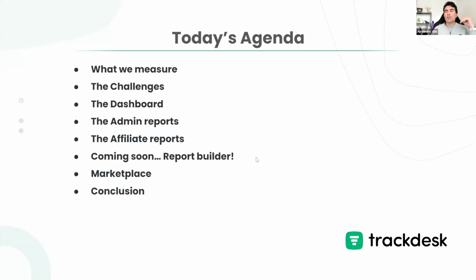For today's agenda, we're going to have, of course, what we measure. I mean, we'll start a bit with the why, why have reports in the first place. Then what we measure, then the challenges. For me, it's the most important part of this because it's how we can make decisions with the reporting. And then we're going to navigate briefly the dashboard, the admin reports, the affiliate reports, and, good news, community.